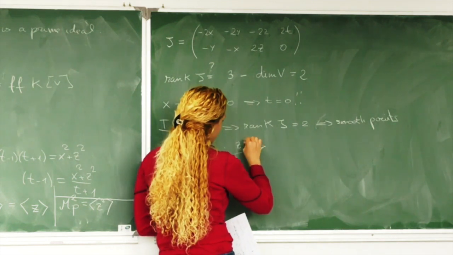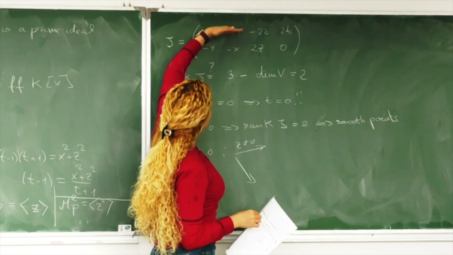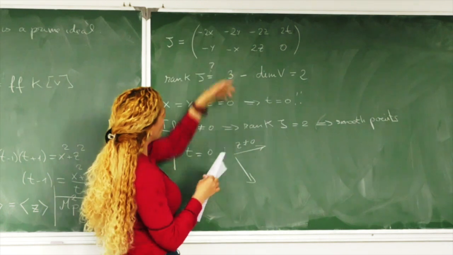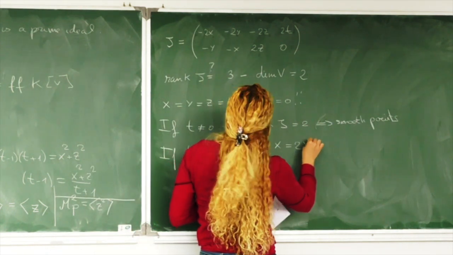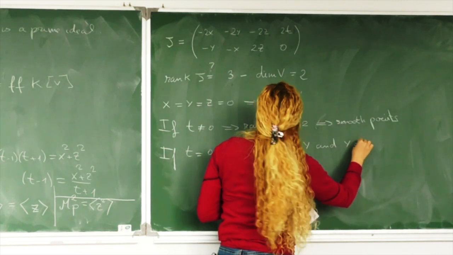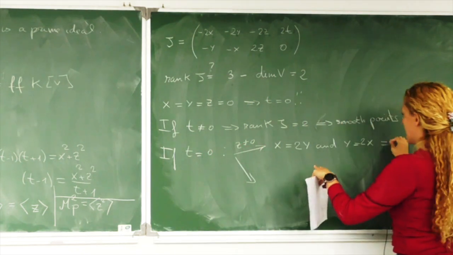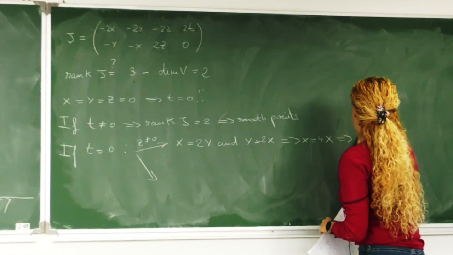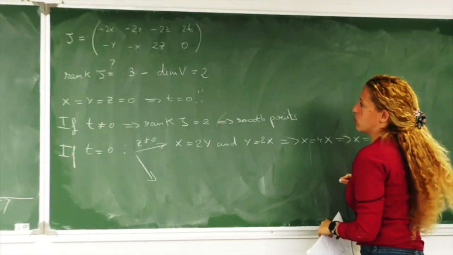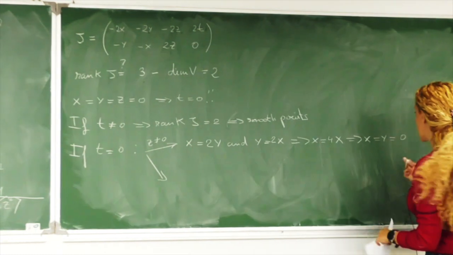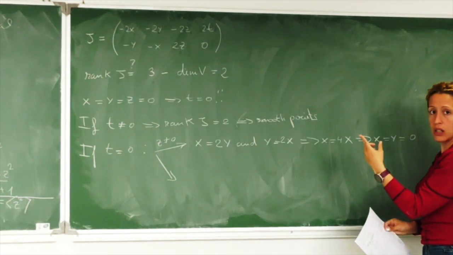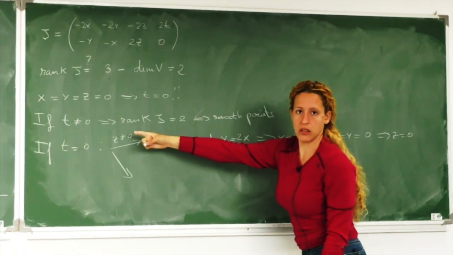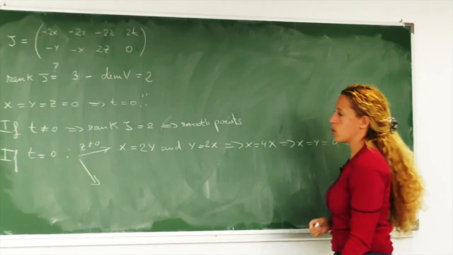If z is different from 0, then for this line to be equal to this line, we need everything with a minus, right? So we need x equal to 2 times y and y equal to 2 times x. But this implies x equal to 4 times x, right? Which is weird. So this implies x equal to y equal to 0. But if x is equal to y equal to 0, because of the second equation, that was z squared equal to xy, it implies z equal to 0. And this is a contradiction with this assumption. So we don't have points with that.